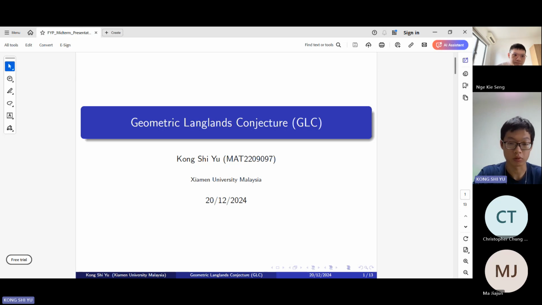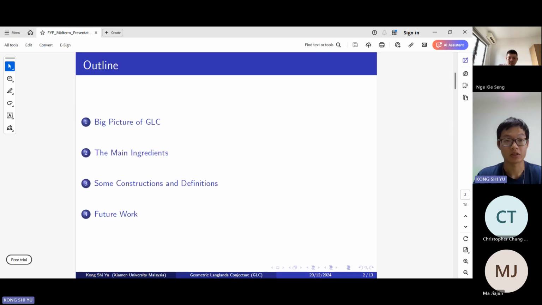Good afternoon to all the lecturers. Today I'm going to talk about the geometric Langlands conjecture. It's a quite new topic. So this is the outline of my presentation. First of all, I will introduce the big picture of the geometric Langlands conjecture and some of the main ingredients used by the experts in this area, and we'll be looking at some constructions and definitions, and also I will talk about some of my future work.